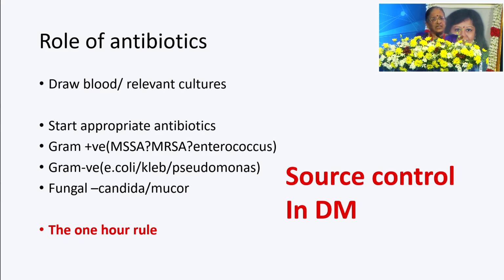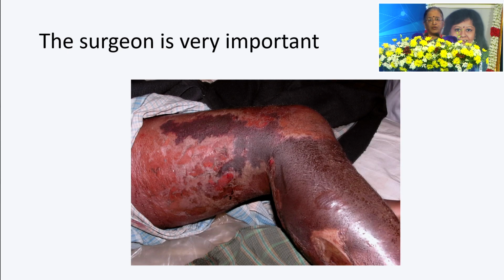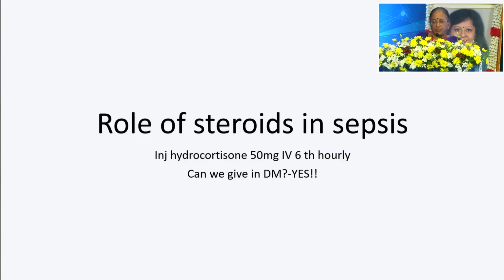What differentiates a diabetic from a non-diabetic is source control. Suppose you have a necrotizing fasciitis, your surgeon doesn't operate on him, then whatever antibiotics you give will not work. Similarly, you have an emphysematous pyelonephritis, you may have to do a DJ stenting to get out the pus. You have a liver abscess, you may have to drain. You have a foot abscess, you may have to debride. So the source control is what is different in diabetics from non-diabetics.